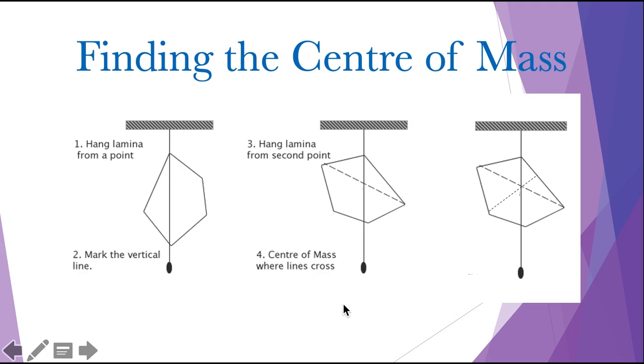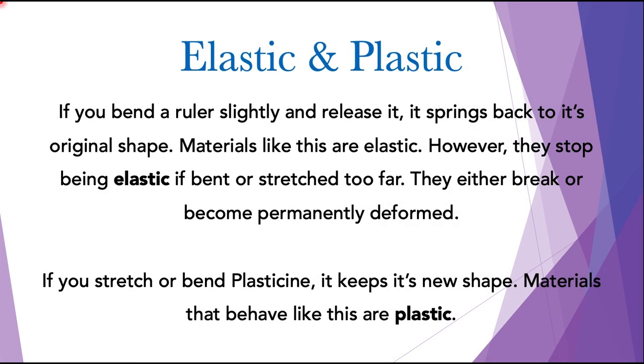Now that we've understood center of mass and how we find the center of mass, we can move on to understanding elastic and plastic. If you bend a ruler slightly and release it, it springs back to its original shape. Materials like this are elastic. However, they stop being elastic if they are bent or stretched too far. So they either break or become permanently deformed. But if you stretch or bend plasticine, it keeps its new shape. So materials that behave like this are plastic. Okay, so this was just a small piece of information about elastic and plastic, the difference between both of them.